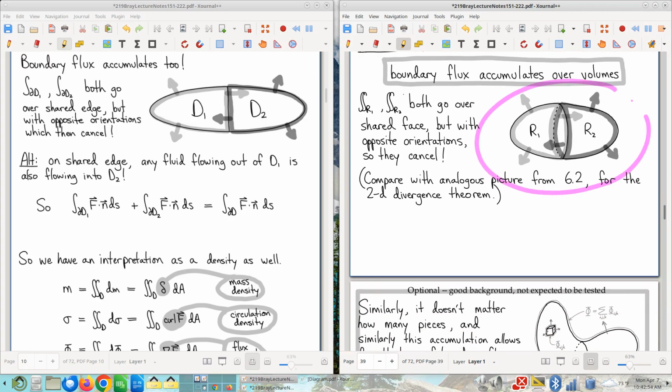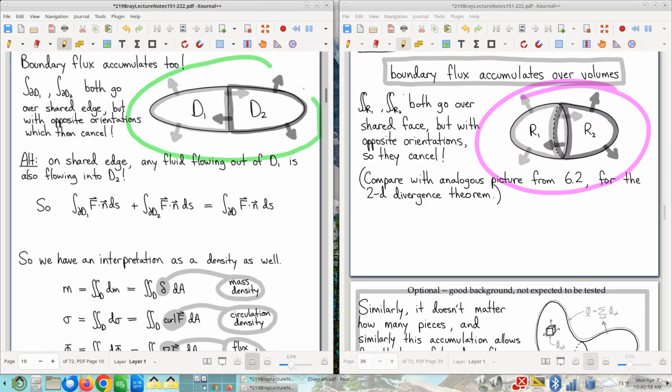Notice how similar that picture that we just talked about is to this picture that we talked about back in chapter 6. Now on the left, what we were talking about back in chapter 6 was outward oriented boundary flux on areas, areas with boundary curves. Right here we're talking about volumes with boundary surfaces. So a little bit different, but notice how the diagrams look so similar. They're really, really similar pictures, right?